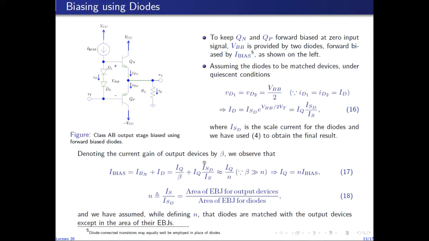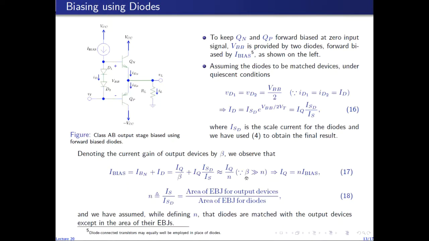Putting this back in here, we can replace ISP over IS with 1 over N, and we can take IQ out as common, so we'll be left with 1 over beta plus 1 over N. And later on, in fact, in a minute, I'll show that N cannot be made arbitrarily large.